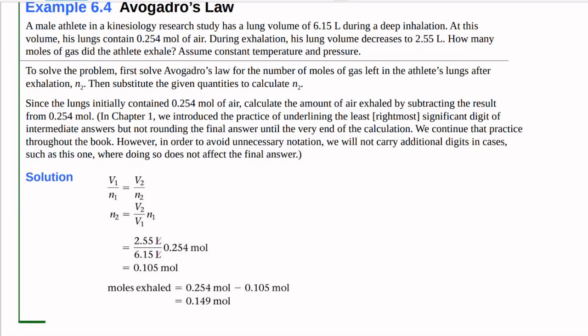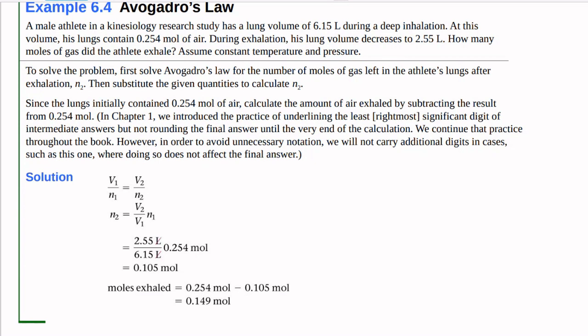So let's read the problem. A male athlete in a kinesiology research study has a lung volume of 6.15 liters during a deep inhalation. At this volume, his lungs contain 0.254 moles of air. During exhalation, his lung volume decreases to 2.55 liters. How many moles of gas did the athlete exhale, assuming constant temperature and pressure?